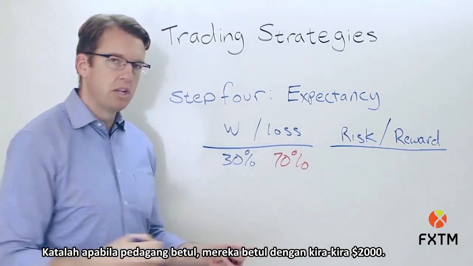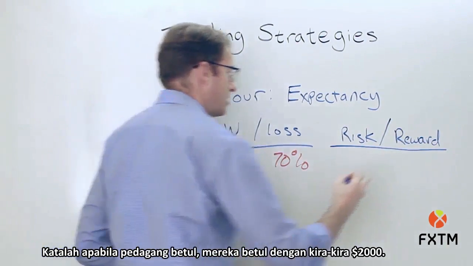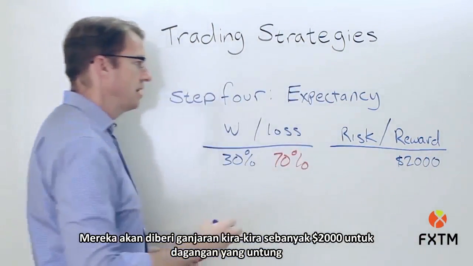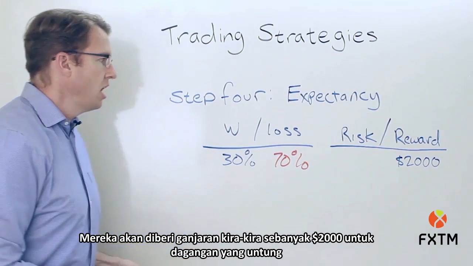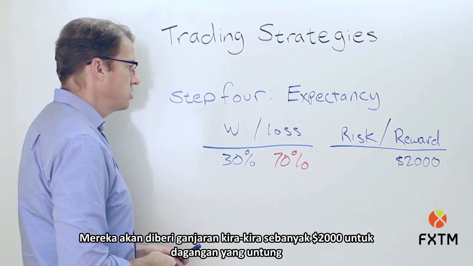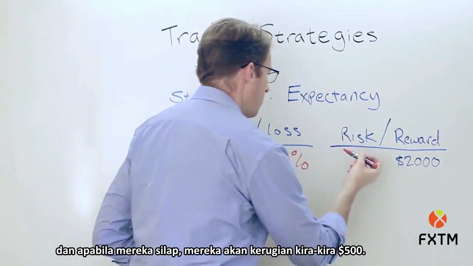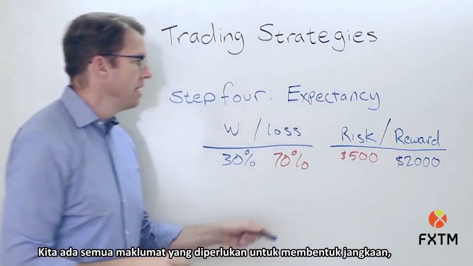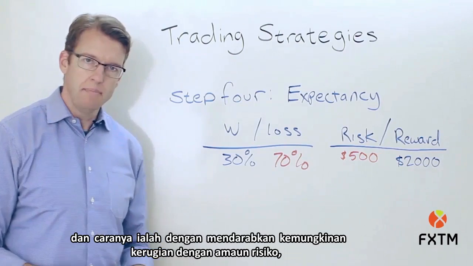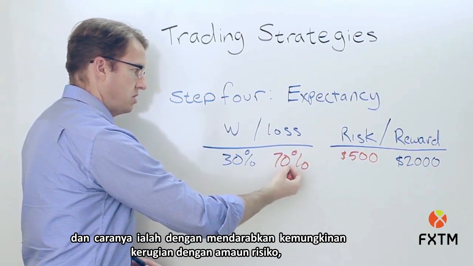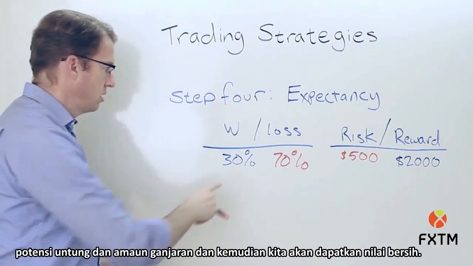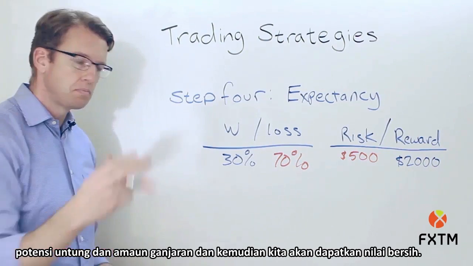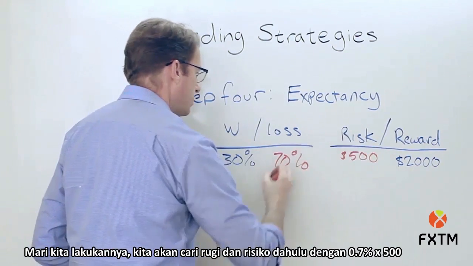So let's say that when a trader is right, they're right to the tune of about $2,000. So we'll just say hypothetically, they stand to be rewarded on average about $2,000 for a winning trade. And when they're wrong, they wind up losing about $500. Now we have all the information that we need to develop an expectancy. The way that we do that is we multiply the potential loss by the amount at risk, the potential for a winner by the amount of reward, and then we net those out. So let's do that. We'll do the loss and the risk first.